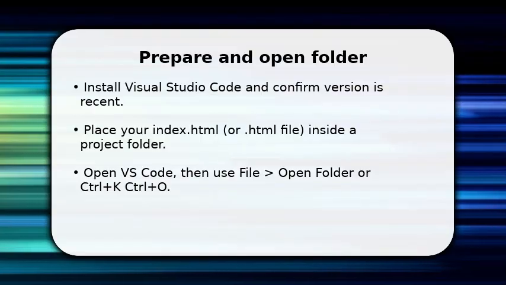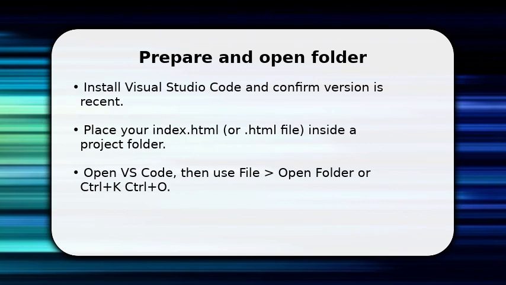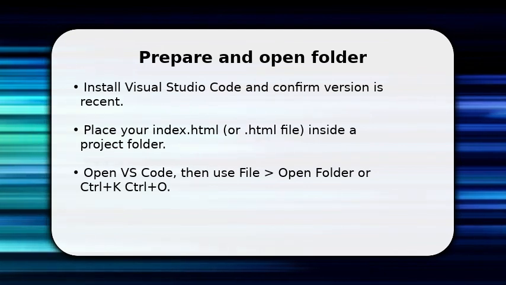You have Visual Studio Code and an HTML file ready. Now start by opening the folder that contains that file. Once done, use File, Open Folder or press Ctrl+K then Ctrl+O to load the project workspace. Doing this ensures VS Code can resolve relative paths, assets, and extensions.